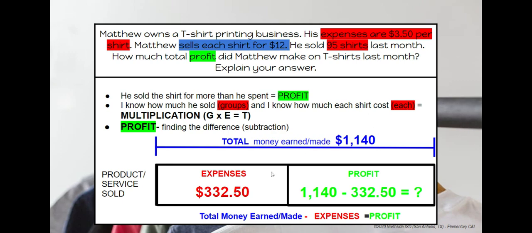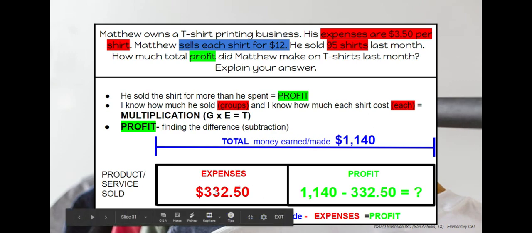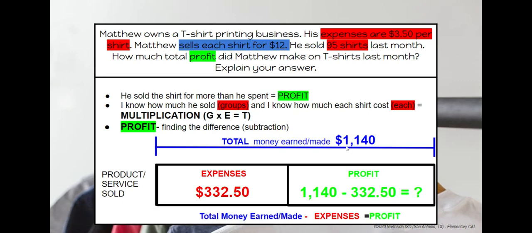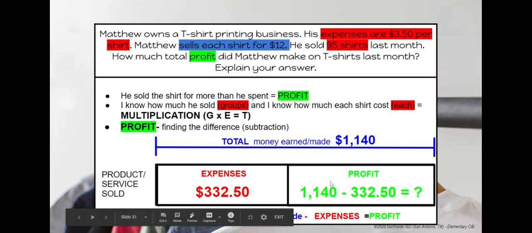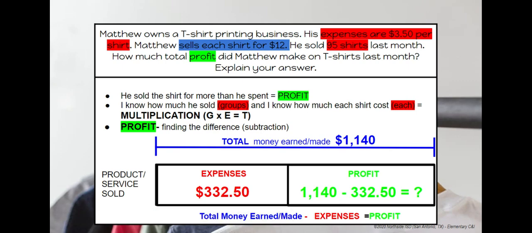If you said we're going to take $332.50 and subtract that from 1,140, you are correct. And you always have to make sure the bigger amount is listed first. Bigger numbers always go first in math problems. So go ahead and pause the video, take your pen and paper, and subtract to find your profit.